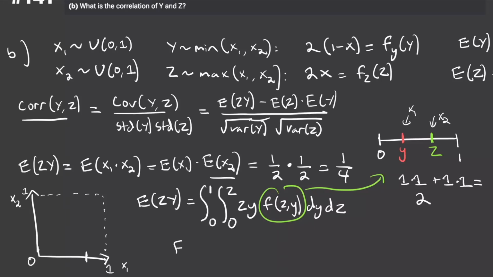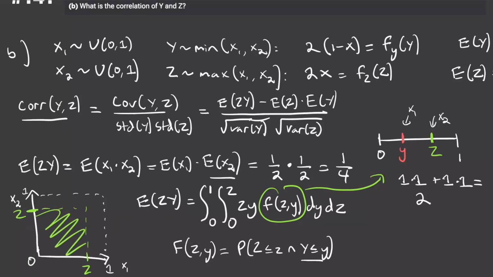Or you could derive that from the CDF, so big F of z comma y is just going to be the probability that z is less than or equal to some value of z and y is less than or equal to some value of y. Well, the probability that our maximum is less than or equal to some value of z, just like we did in part A, is going to be all of this region right here. Now, instead of the probability that the minimum is less than or equal to this value of y that we fixed, let's say we fix this value y right here, now we're saying that the minimum is less than or equal to this value of y. That's the opposite of what we were doing in part A, where we said the minimum is greater than or equal to that value of y.